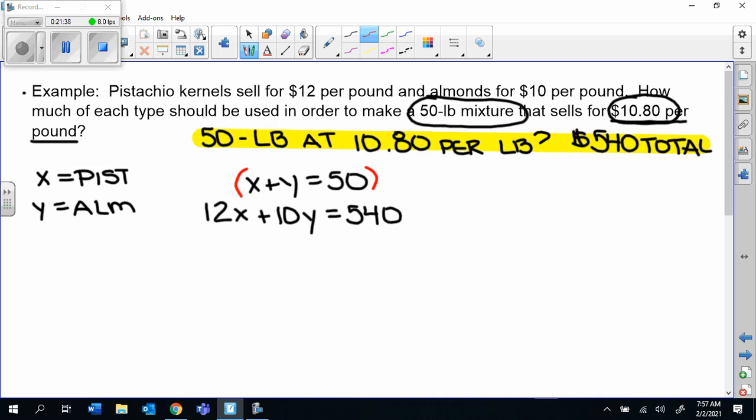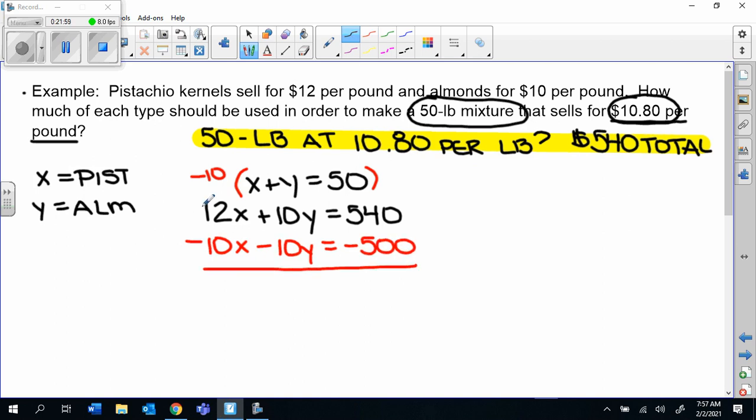Let's multiply the top equation through by something. 10 is always an easier number to multiply through by. So let's multiply by negative 10 everywhere. So that's going to give us negative 10x minus 10y equals minus 500. 12x minus 10x is 2x. The y's drop out. 540 take away 500 is 40. Divide by 2, divide by 2, so x is 20.